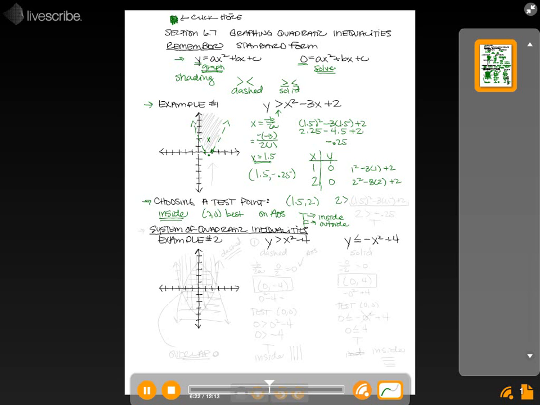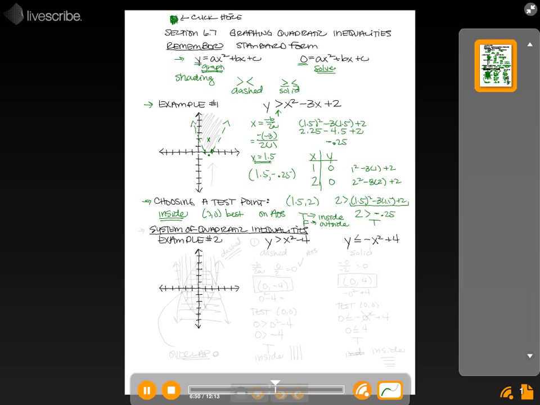y is 2. 2 is greater than 1.5 squared minus 3 times 1.5 plus 2. Now, if you notice, I've already done this before. I did this earlier when we figured out what our vertex was. That's why we always want to choose something that's on our axis of symmetry, okay? Because we'll already have done part of this before. So now we end up with 2 is greater than negative 0.25, and this is true.